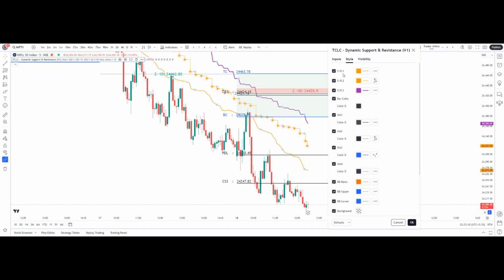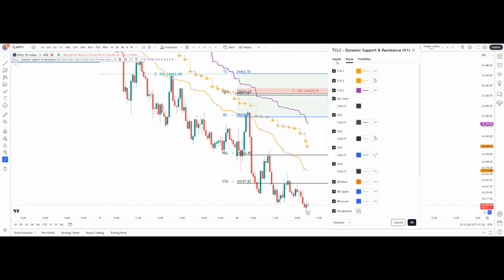I have kept support resistance 1 in yellow color, and support resistance 2 also yellow, and I have kept it diamond shaped, this is the one. Support resistance 3 is purple in color. So this is not a moving average, this is the dynamic support and resistance level.